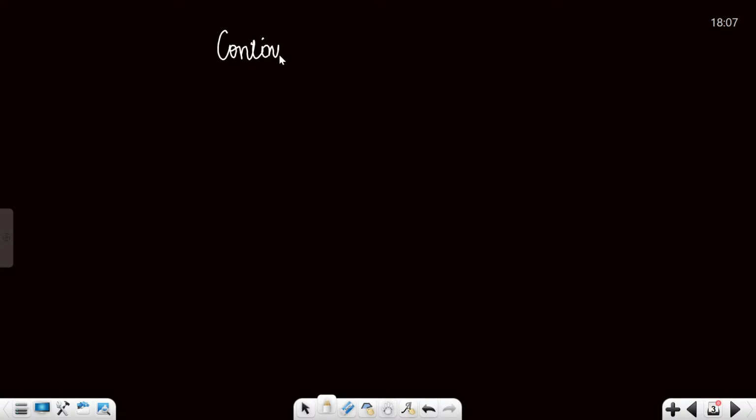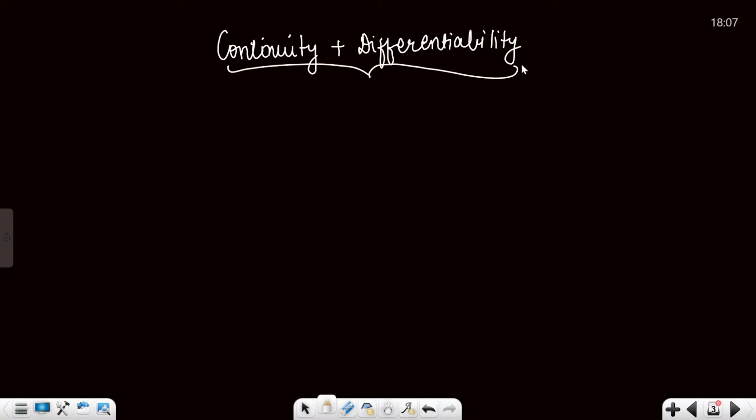Continuity and differentiability, I am assuming this as a separate, combined topic, right? Continuity plus differentiability, the total weightage of this chapter is 5 questions, right? So you can surely get 5 questions from this chapter in your upcoming KCET 2025. That means this chapter is very important, both continuity and differentiability, okay?